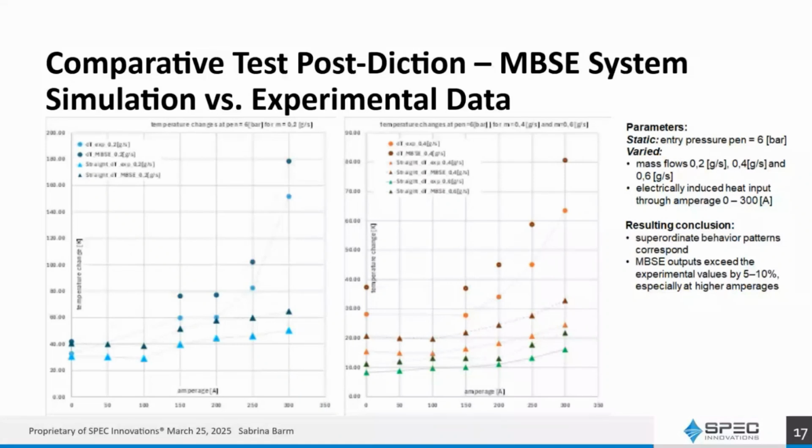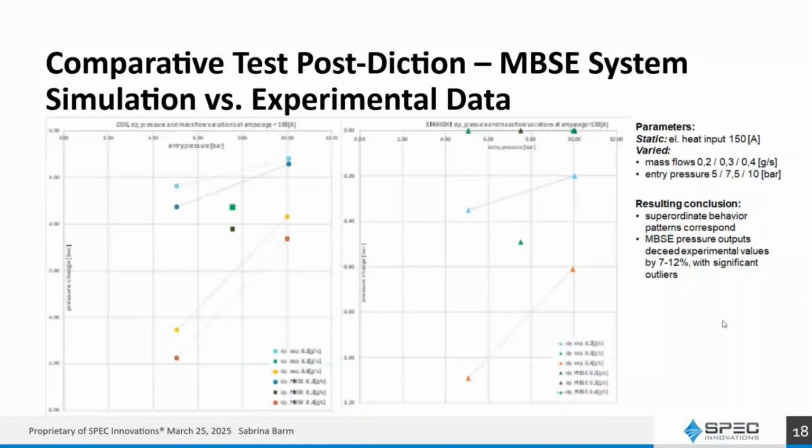acceptable range. But when we did more tests looking at the pressure behavior, we see that, again, the superordinate behavior patterns align with each other, but in the pressure outputs, the MBSE values exceed the experimental values by 7 to 12%, which is not quite as nice anymore, and we do have significant outliers.